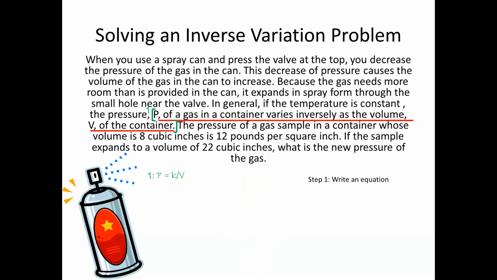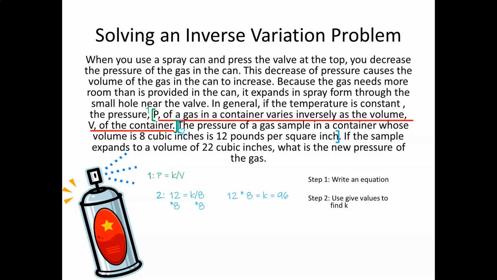Now everything else will follow the order of the steps that we did in the earlier part of this presentation. So the pressure of a gas sample in a container whose volume is 8 cubic inches is 12 pounds per square inch. So that's where we're going to get step 2. Use the given values to find K. They're right in there. So step 2 is 12 equals K divided by 8 because our volume is 8 and the pressure is 12.